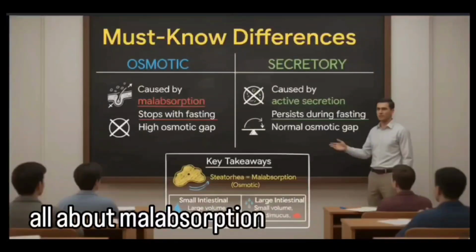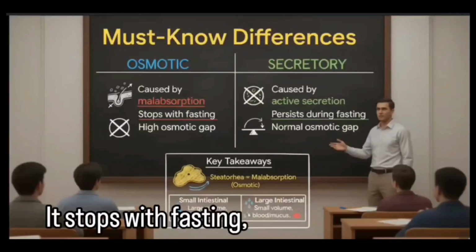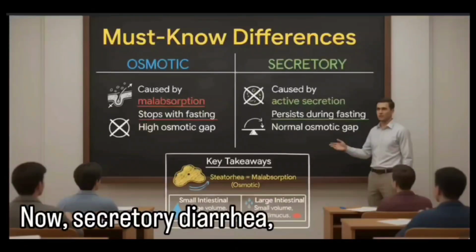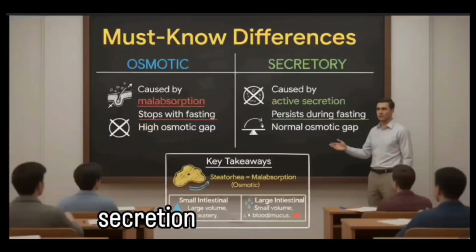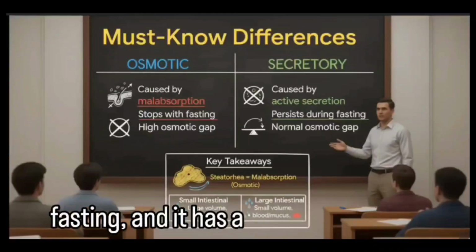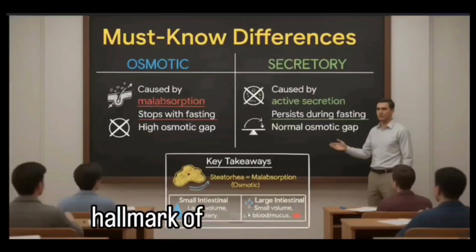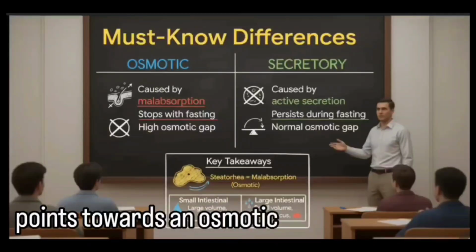Osmotic diarrhea, it's all about malabsorption. It stops with fasting, and it has a high stool osmotic gap. Got it? Now, secretory diarrhea, this is driven by active secretion. It persists during fasting, and it has a normal stool osmotic gap. Super important. Steatorrhea is the hallmark of malabsorption, so it points towards an osmotic cause.